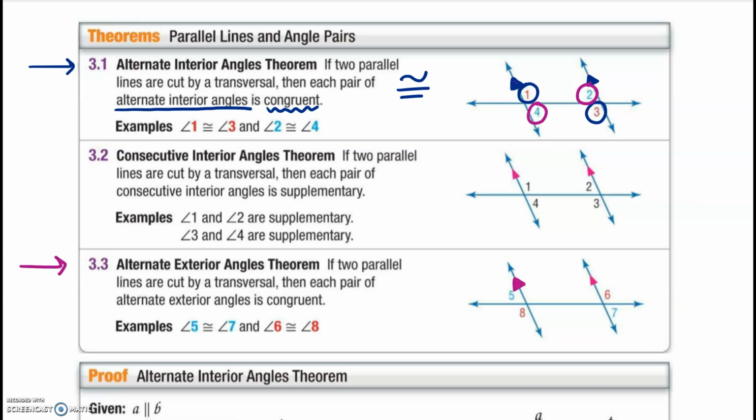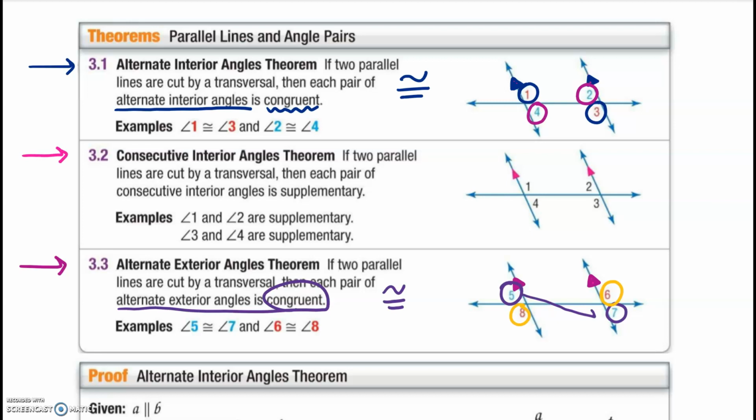If I have two parallel lines, excuse me, my alternate exterior angles are going to be congruent also. So I have 5 alternate. I'm going to cross that line. That would be 5 and 7, and then the 8 and 6 are going to be congruent also. All right, and then your consecutive interior angles are a little bit different. So let's look at those.